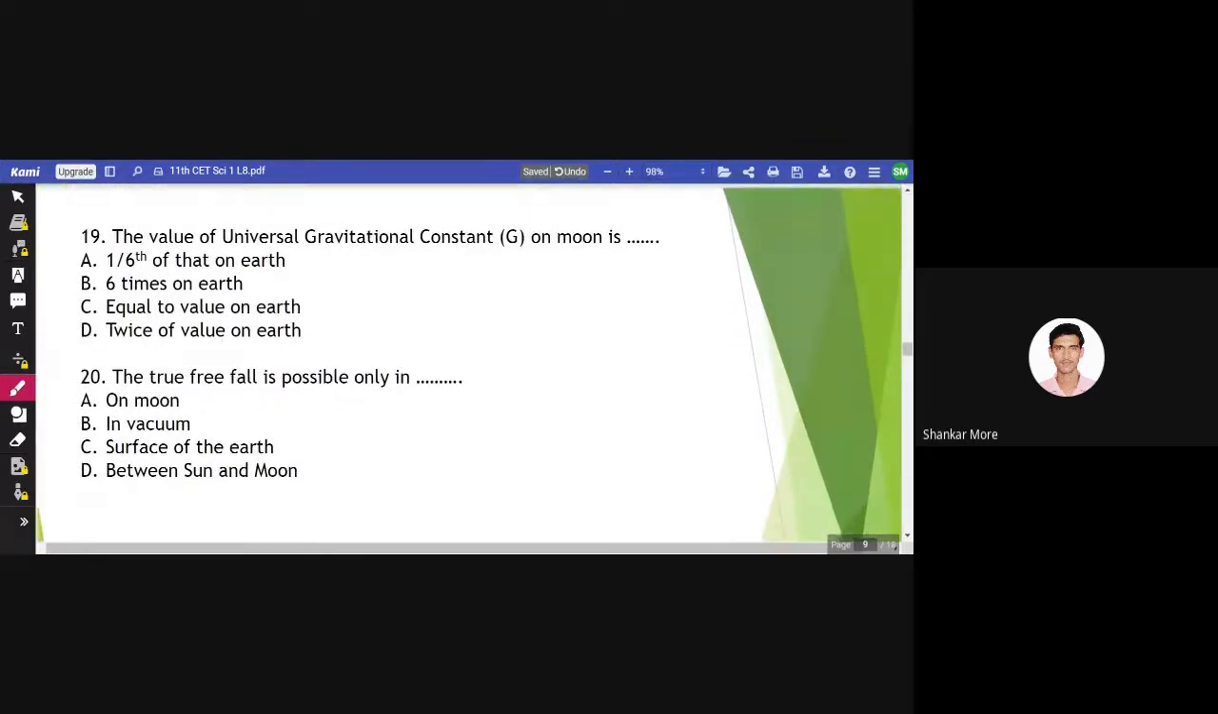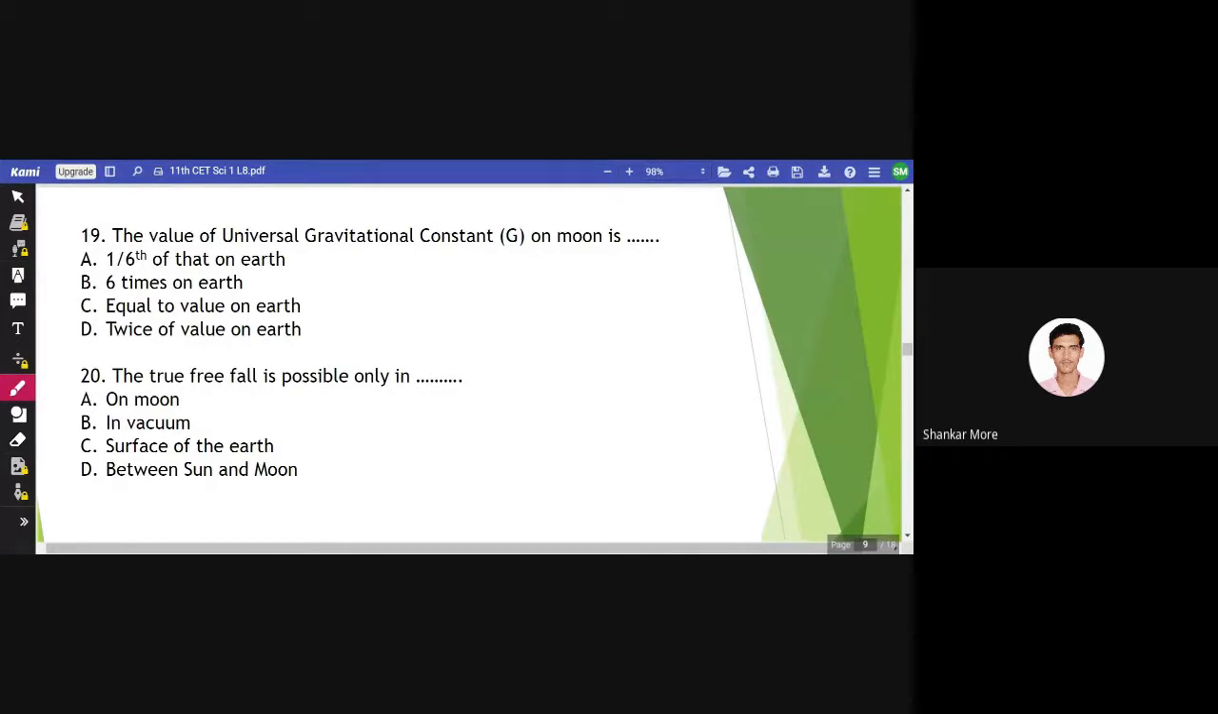19th question. The value of universal gravitational constant G on the moon is 1 by 6th of that of earth, 6 times on the earth, equal to the value on the earth, twice the value on the earth. You can write A, B, C, D as the answer, it is not necessary to write the whole thing, since the sentence is a bit long. So you can write only the option like A, B, C, D. Okay, everybody is saying 1 by 6th, 1 by 6th. Really? Is 1 by 6 the correct answer?